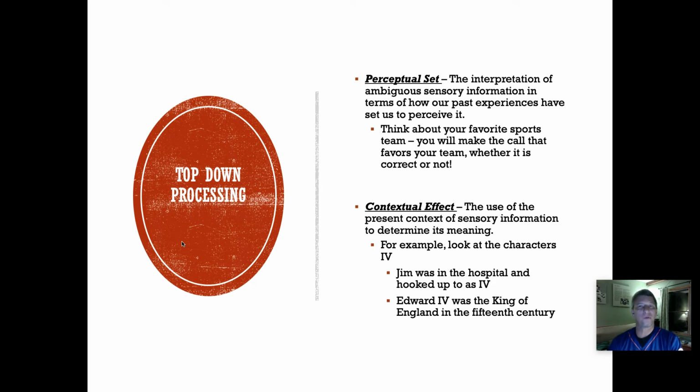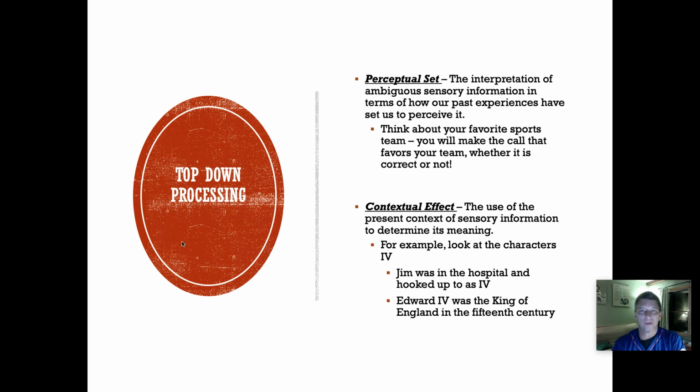Examples of this: if you are watching a baseball game, let's say the Mets are playing the Red Sox, as they are right now on July 30th. Mets are losing. But anyway, you see a close play at first base, and you're immediately going to say safe because that's what you want it to be. You're going to make the call that favors your team, whether it's right or not. And of course, you don't want to see the Red Sox win, so you want the play to go in your favor.